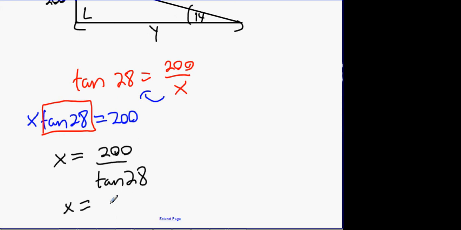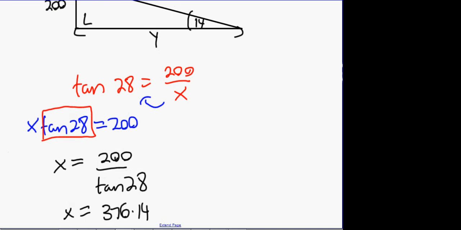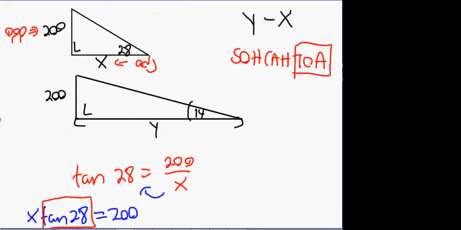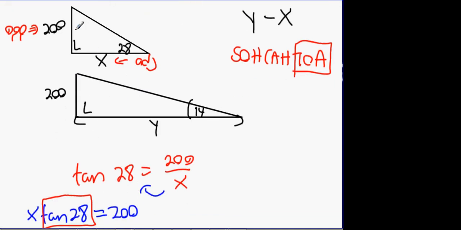X equals to what? 376.14. Okay, that's quite large, but it seems right. It's in proportion because 28 is smaller than 45, which means that the adjacent is bigger than the opposite. So I would be inclined to think we're correct.